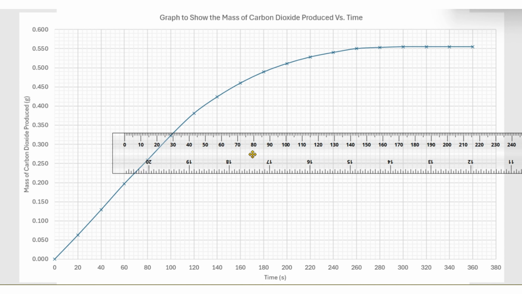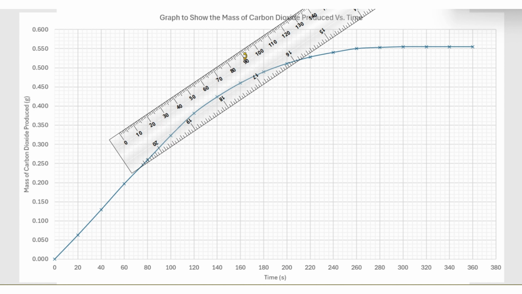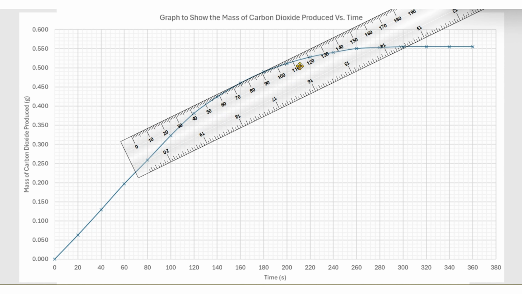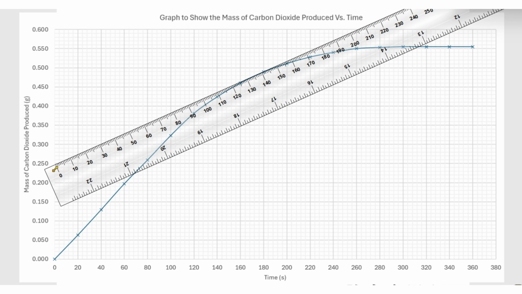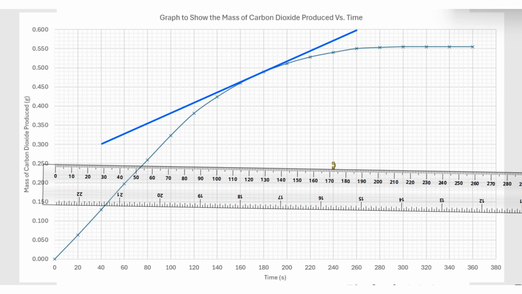A tangent touches the curve at one point and shows the slope at that instant. How would you draw this? Put the ruler so it touches the curve at your chosen time, adjust until the edge matches the local direction of the curve, and extend it across the graph. A long tangent reduces error. Choose 2 well-spaced grid points on the tangent for the calculation.